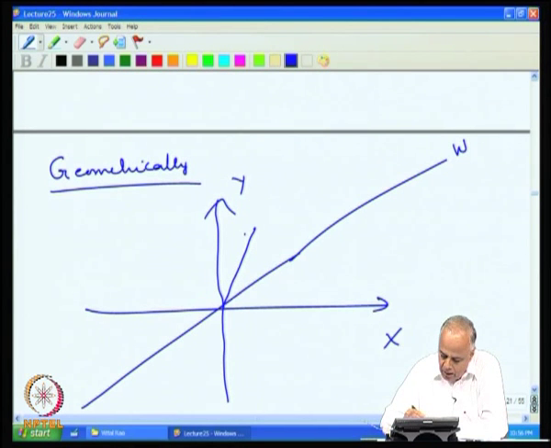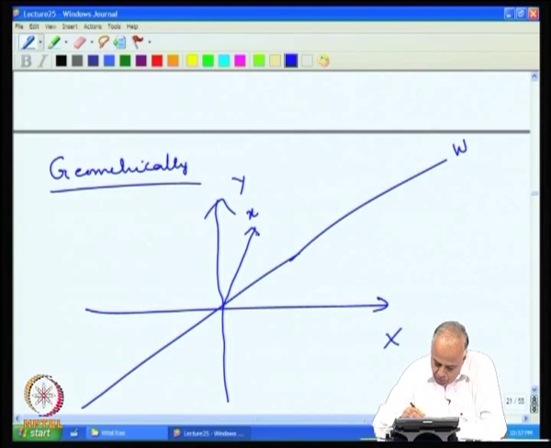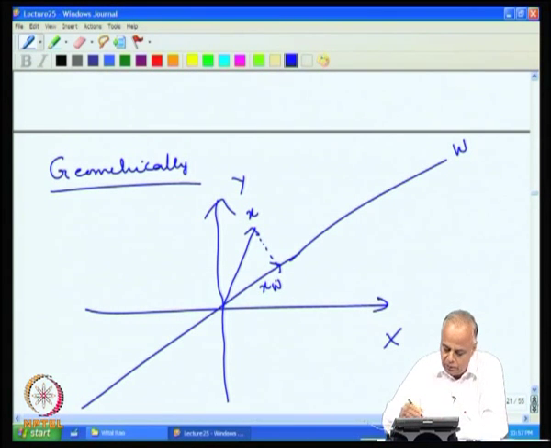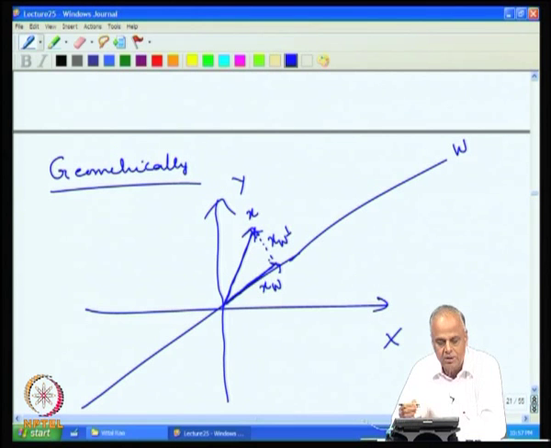Take any vector x now, draw the perpendicular from x to this. Okay. Now, this vector is x w, and this vector is x w perp. And we know by the resolution of forces that the vector x is the sum of these two vectors.